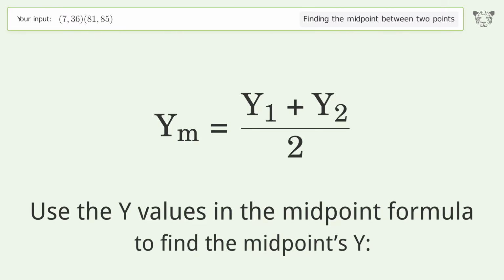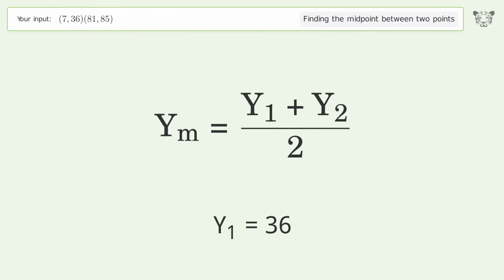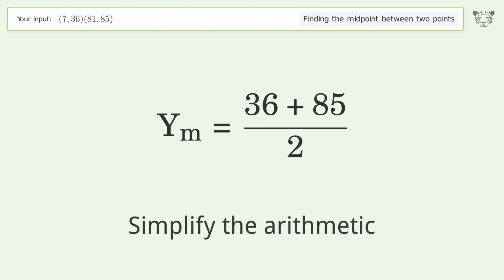Use the y values in the midpoint formula to find the midpoint's y. y1 equals 36. y2 equals 85. Simplify the arithmetic.